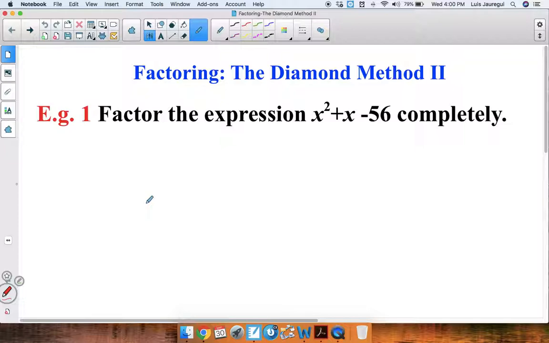Let's take a look at our first example. Factor the expression x squared plus x minus 56 completely.